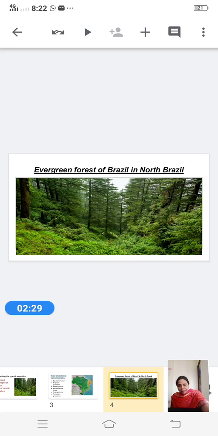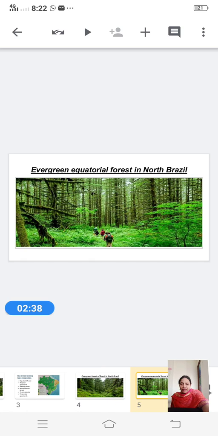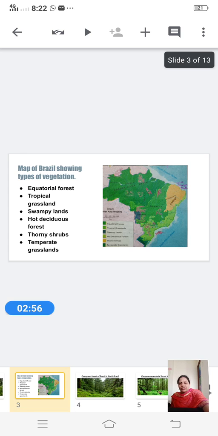Now, these are some pictures of beautiful evergreen rainforest. Students, can you see the lush greenery over this region? This is the evergreen equatorial forest in Brazil in the northern part. One more important feature I would like to share with you all, that this region is also called the lung of the world. Why? Because it releases the highest amount of oxygen in the environment. This is one of the features of this region.